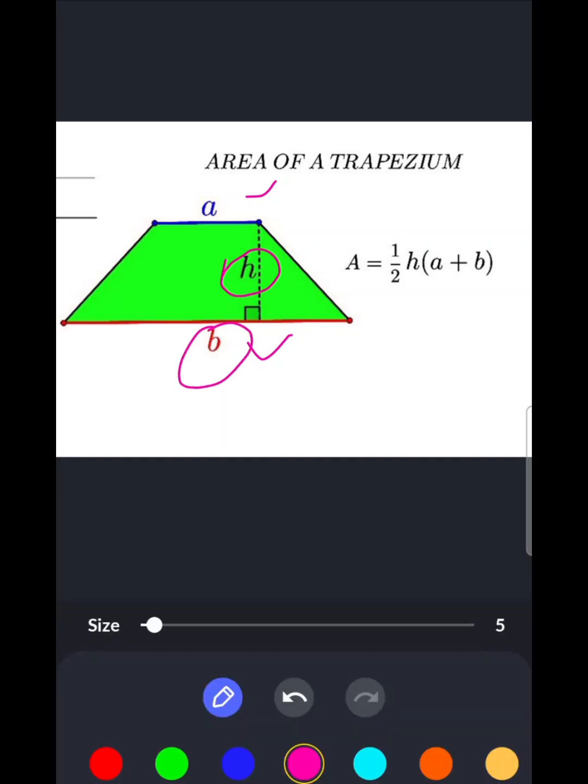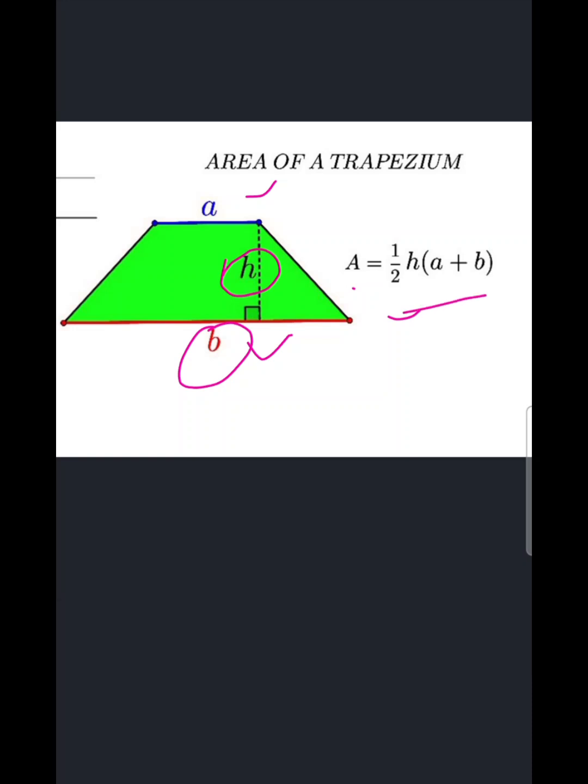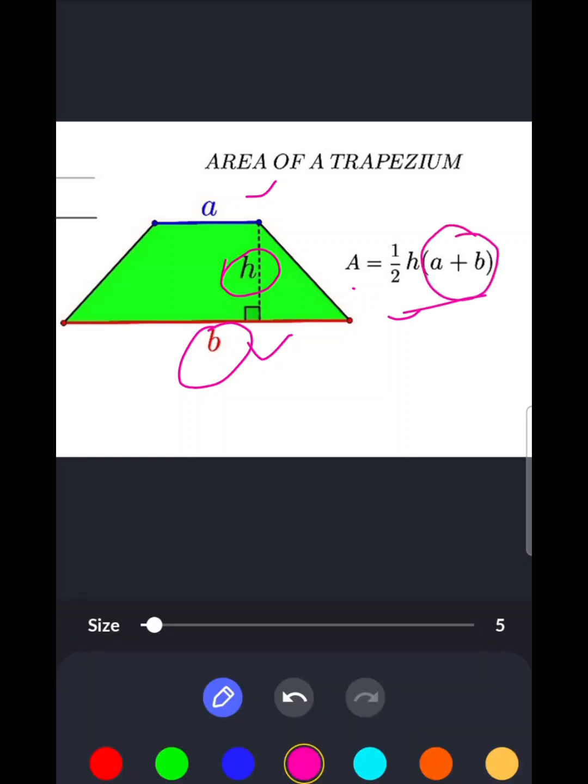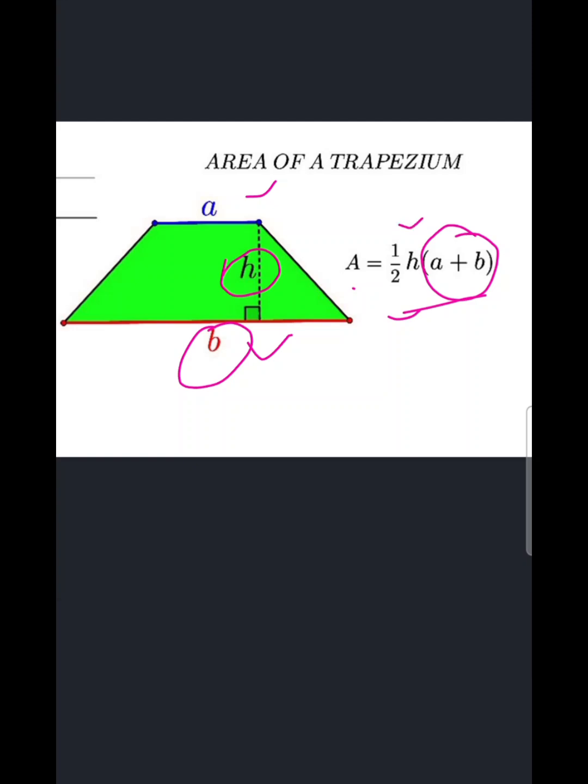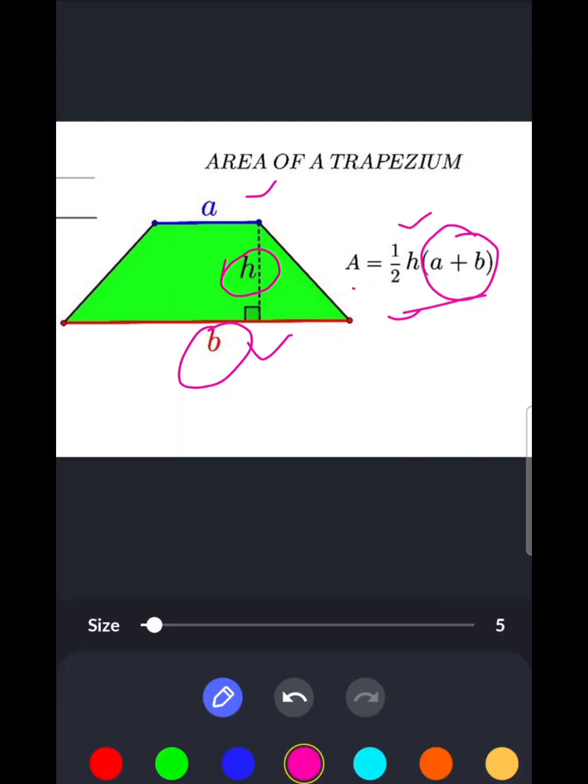So what about the area of the trapezium? Area of the trapezium is always equal to half into h into bracket start A plus B bracket closed. Here A plus B is going to represent the sum of parallel sides and h will be the perpendicular distance.